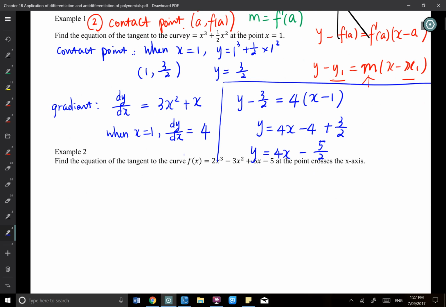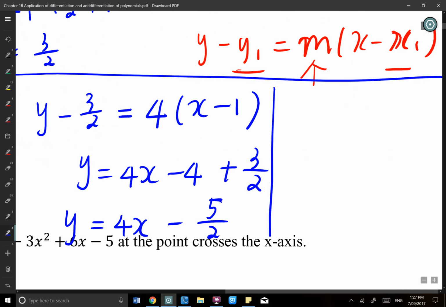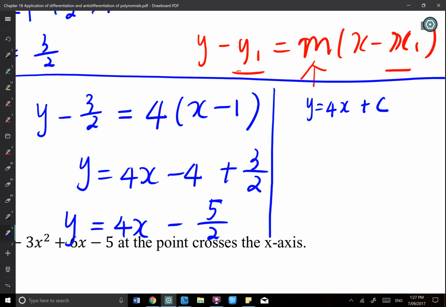Or you can use another method if you can't really see it. What you can do is, let's say the tangent is y equals 4x plus c. Well, the gradient is 4, so it must be 4x plus c. I don't know the c, so I work out the c.